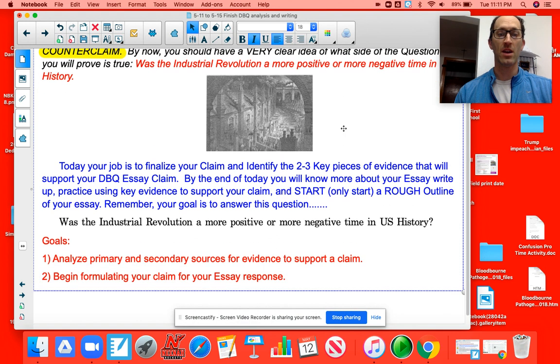Today, I want you to finalize your claim and identify 2 to 3 key pieces of evidence to support your claim. By the end of today, you will have a better idea of what your essay is going to be written about. We will practice finding key pieces of evidence to support a claim, and you're going to start a rough outline of your essay.